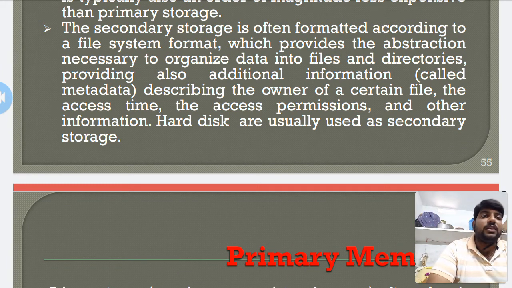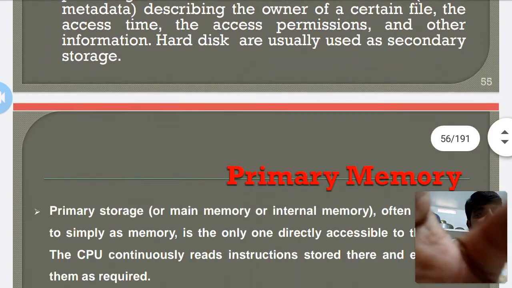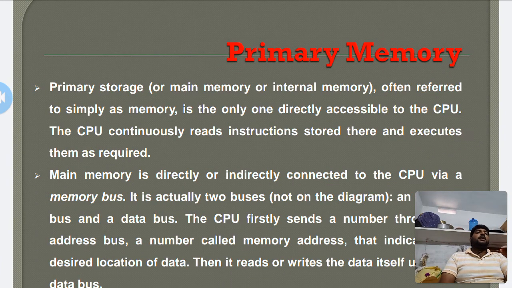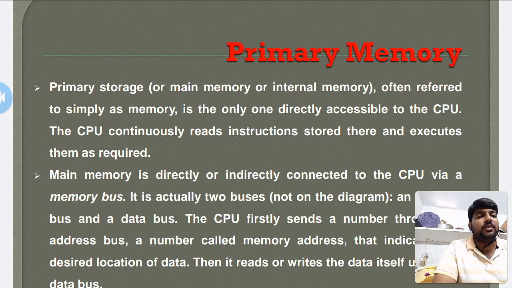Hard disks are usually used as a secondary storage device. The major secondary storage device we are using is the hard disk. So the hard disk is a permanent storage memory, a secondary storage memory. After the total work, you have to save it in the hard disk. This is permanent. Even if the power is shut down, there is no problem. Coming to the next one, the primary memory.